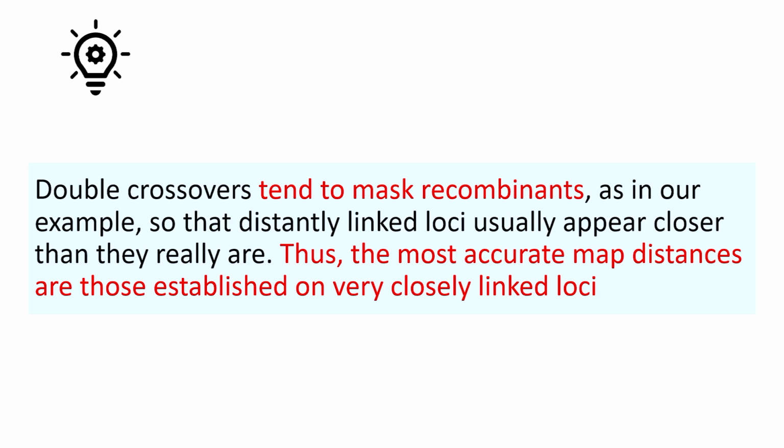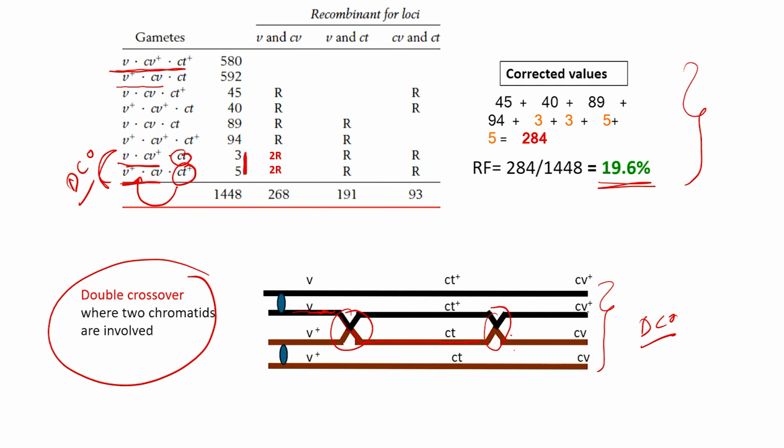So, just to summarize, double crossovers tend to mask recombinants, as I just mentioned before, as in our example 2. So, distant loci usually appear closer than they really are. Thus the most accurate map distances are those that we establish between closely linked genes. So, remember, if CV is even further apart, then there will be even more recombinants happening and we have no way to really see them, and then there will be an error.